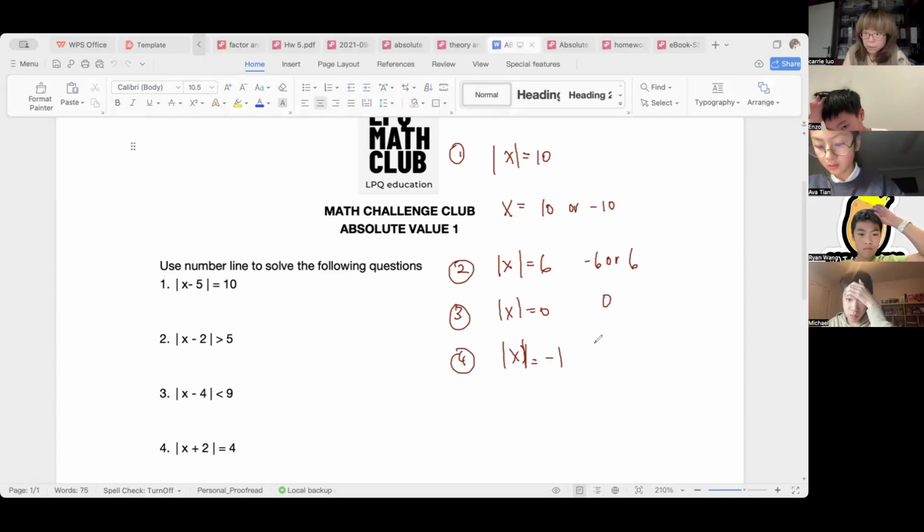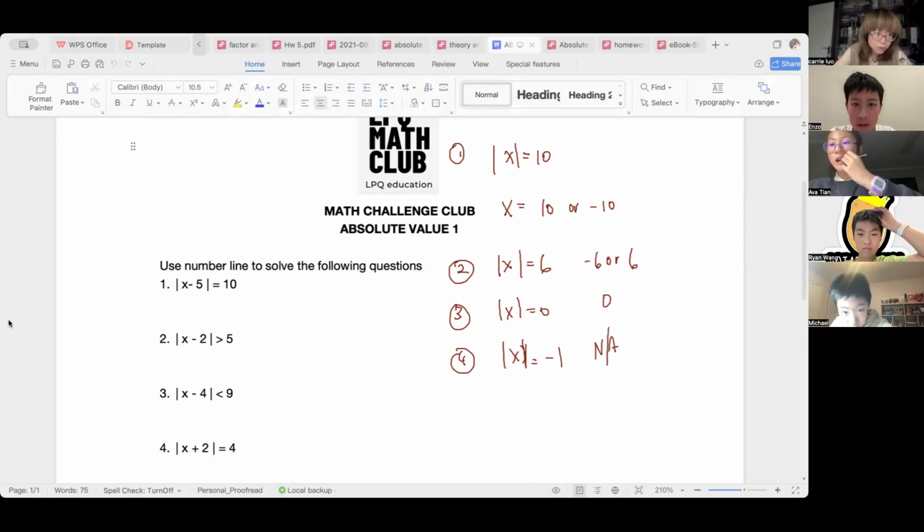So when we have an impossible number, we just say NA, everybody. Okay, we just say not available. The answer is not available. Get it? Very good, Ava. Your question is good. Understand, Enzo? Because we said a negative number is not allowed to show up in the absolute value. Very good. Okay, good job.